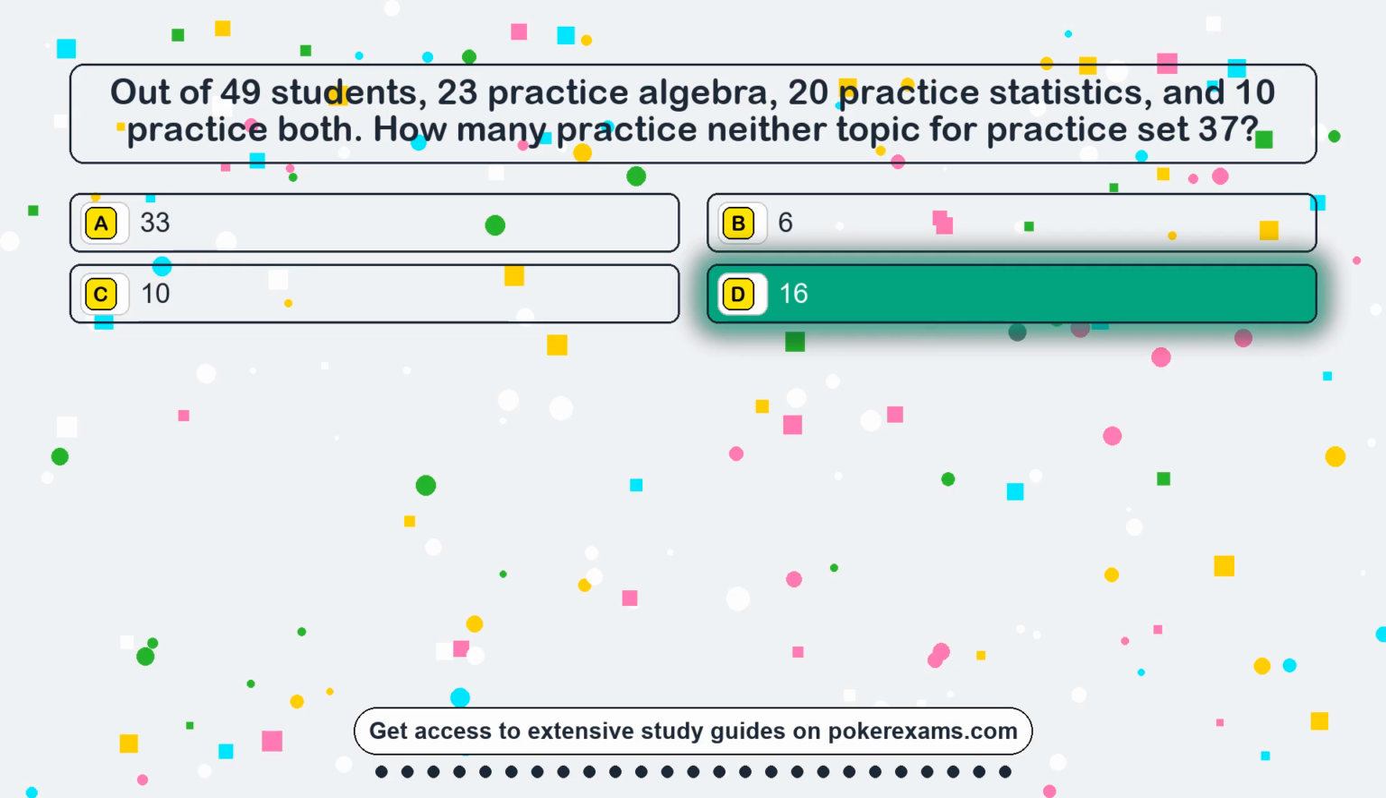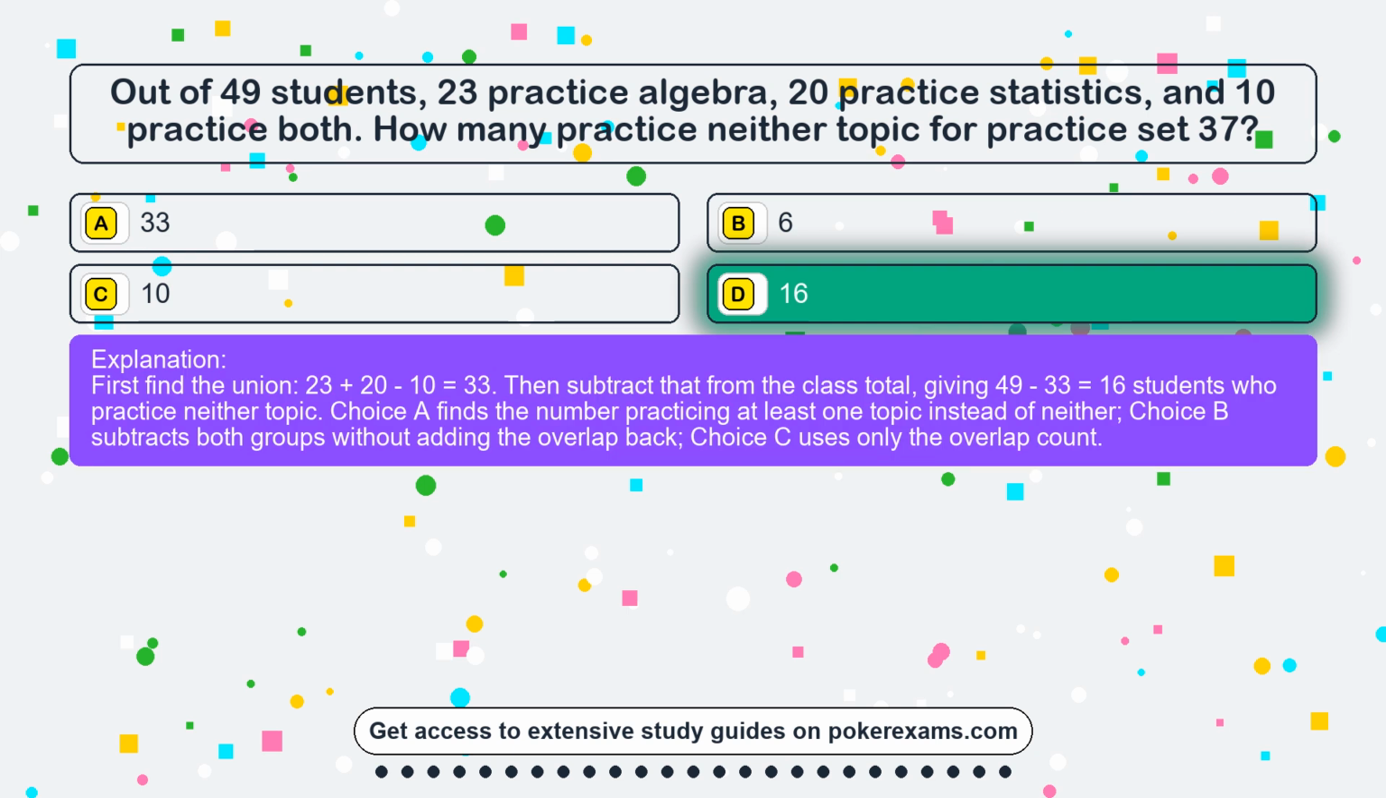The correct answer is option D. 16. First find the union, 23 + 20 - 10 = 33. Then subtract that from the class total, giving 49 - 33 = 16 students who practice neither topic. Choice A finds the number practicing at least one topic instead of neither, choice B subtracts both groups without adding the overlap back, choice C uses only the overlap count.